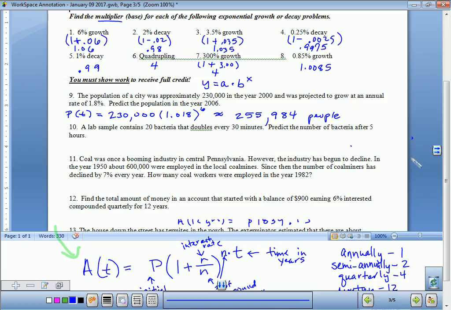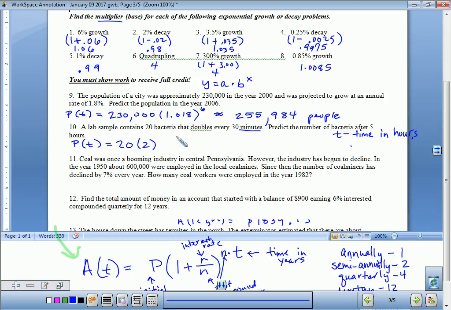Okay. Number 10. So we have another living organism. This is bacteria, and we're doubling. All right, so the population of our bacteria with respect to time is equal to 20 bacteria. We are doubling every 30 minutes. So if I said t is time in terms of minutes, that would be one way I could do the problem. Or if I said t is time in hours, my equation would look like this.